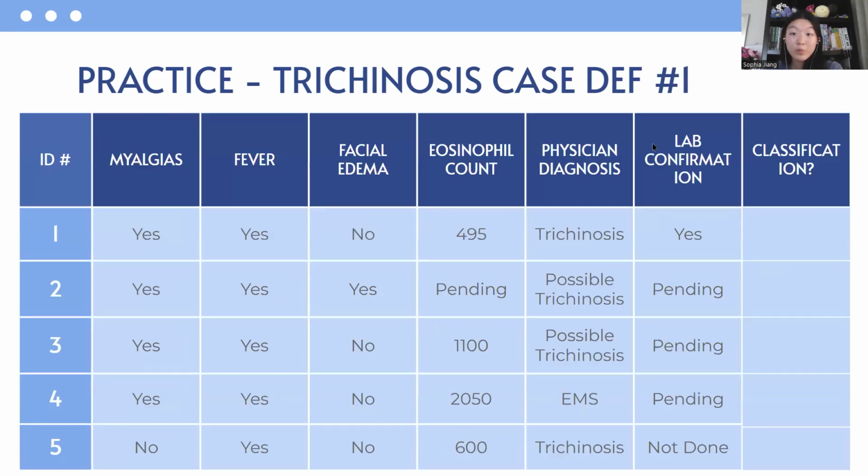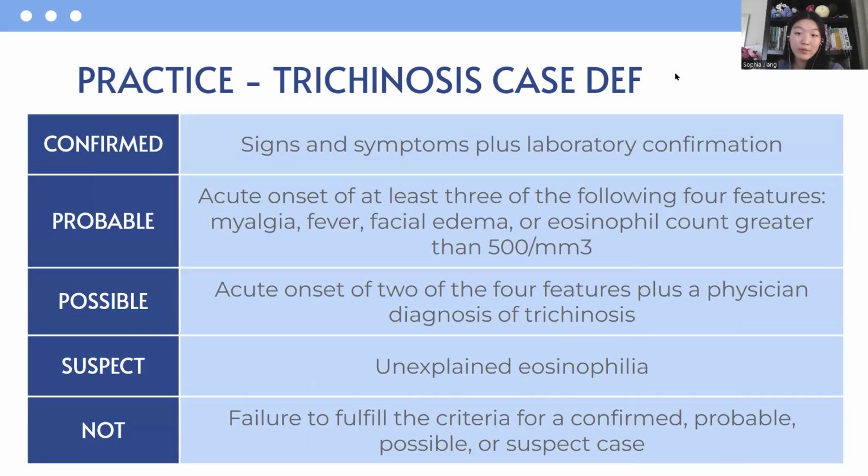So for our first person, we have yes for myalgias, fever, no for facial edema, and eosinophil count is 495. The physician diagnosed it as trichinosis, and the lab confirmation says yes. What would be the classification? Confirmed, because we have lab confirmation, and even though we don't have 3 of the 4 being abnormal, which is required for the probable one, at least 3 of the 4, we have the signs and symptoms, and we have laboratory confirmation, so that would be confirmed.